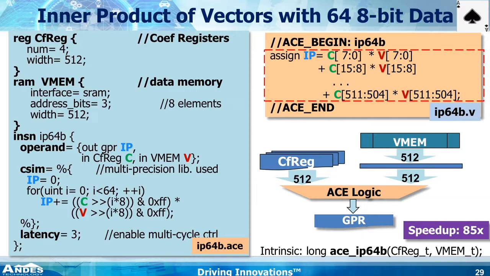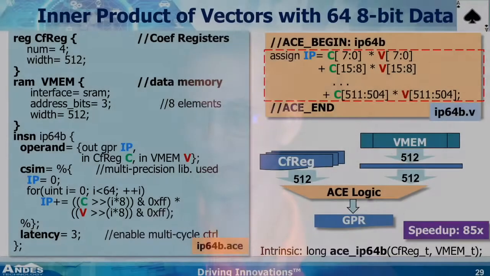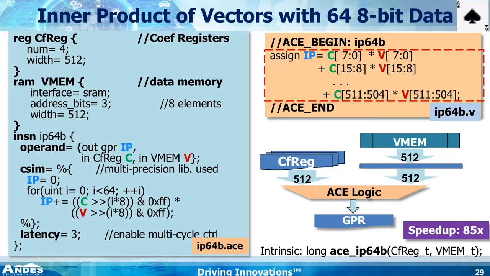So with this, the tool can generate the Verilog part for you and hook it up to the processor, and on the other part, the left-hand side, it generates everything for the simulator and all the information needed for the tool. And with this instruction, you can get 85x speed up. The tool also will help you generate a so-called intrinsic function, so you don't need to write assembly code to use the instruction that you generated, which is shown at the bottom right side.